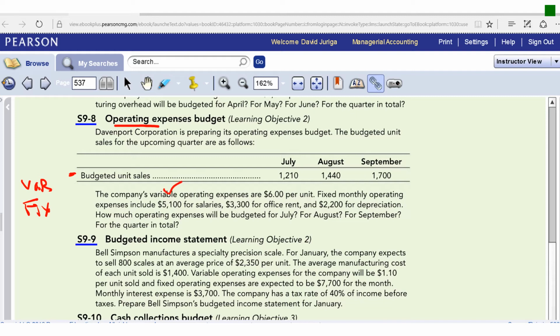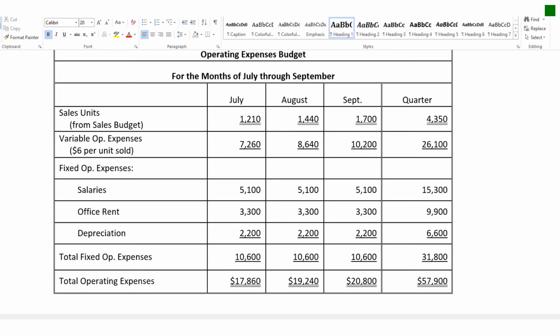They tell you that the variable operating is about $6 per unit sold. And then you just have to plug in what the fixed costs are. You got salaries, rent, and depreciation. And then we'll put together the schedule for the months of July, August, and September, and then we'll summarize it for the quarter. Okay, so you can see when you look at this schedule, notice you've got July, August, September.